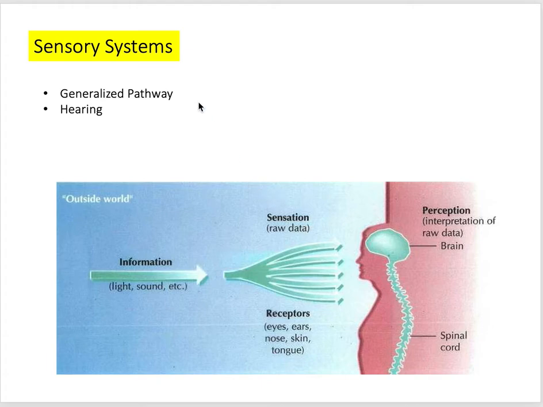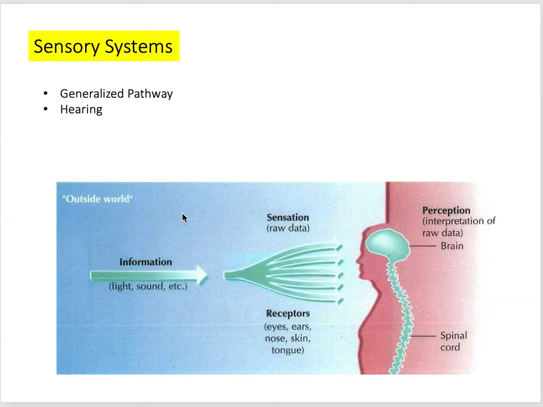And this is going to be a short one again. I have only 2 things I want to talk about with you. 3 things, really. Generalized pathway, type of sensory receptors, and then I'm going to talk about hearing.